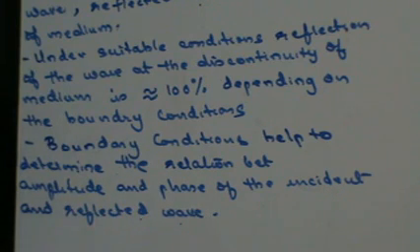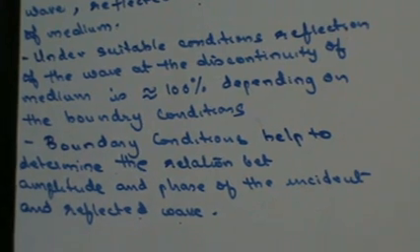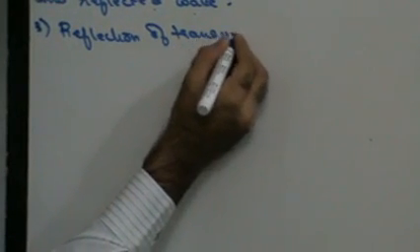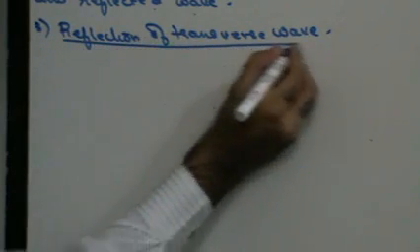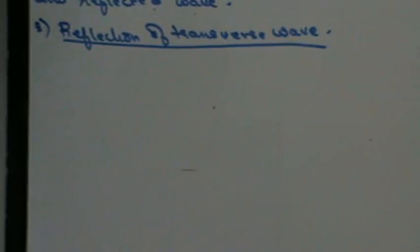Fine. Now, if this is the necessary condition, let us try to see how a wave gets reflected. Now let's see the reflection of a transverse wave. Transverse waves get reflected from the surface of the denser medium.